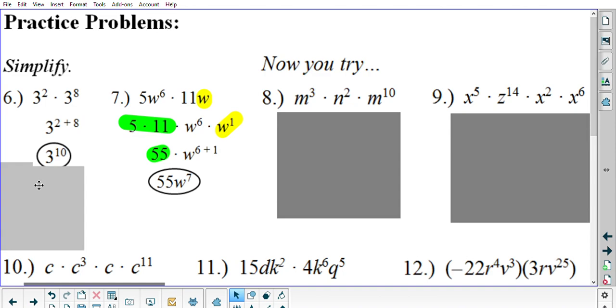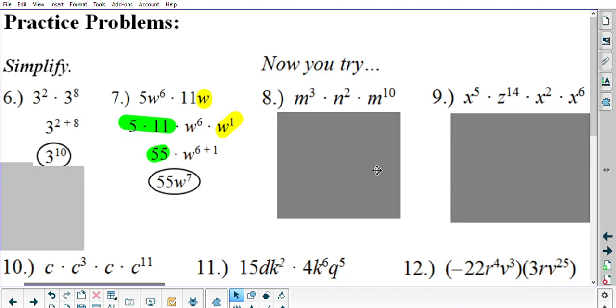All right, now that I've led you through number 6 and number 7, try 8, 9, 10, 11, and 12 by yourself. So hit pause so you can do these problems on your own, and then hit play when you're ready for me to go over the work and answers.